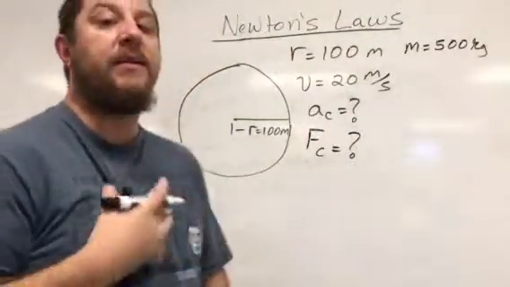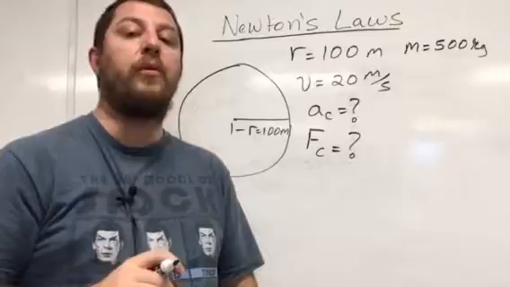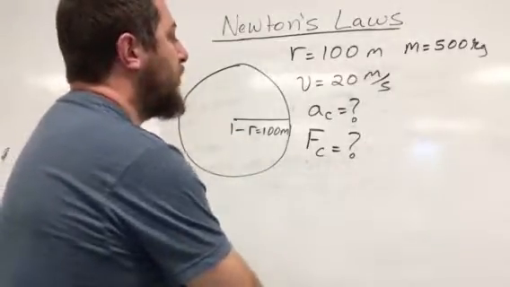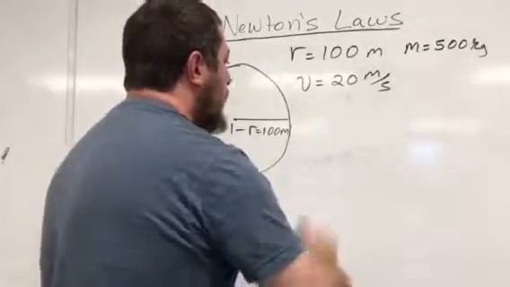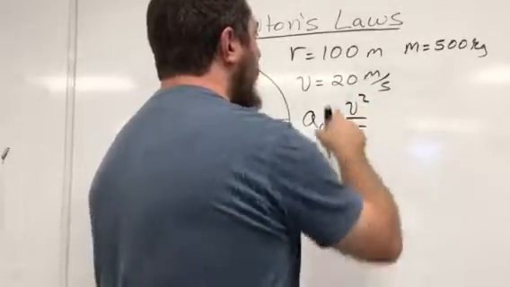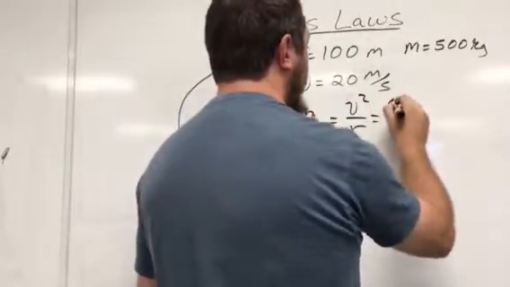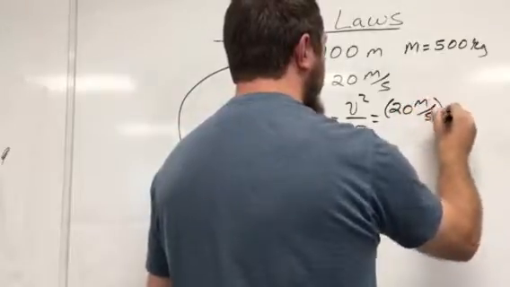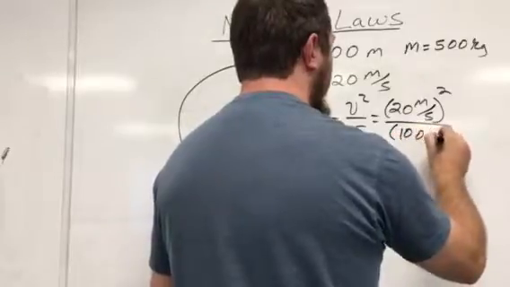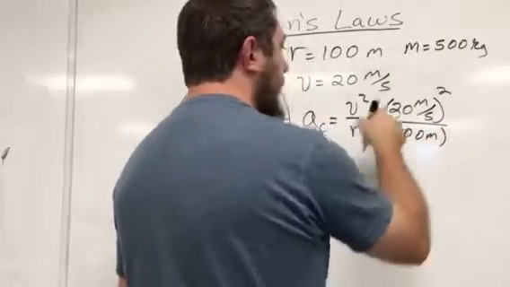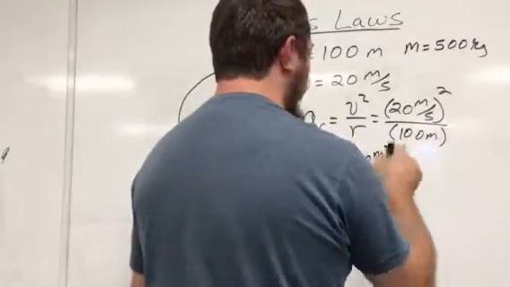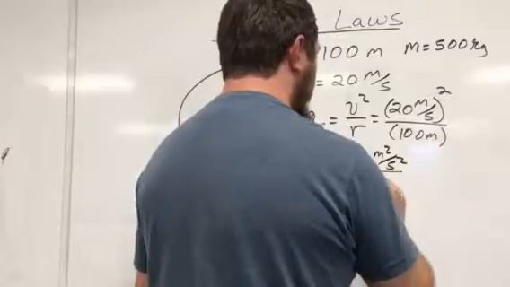All right, so I want to know what the centripetal acceleration and the centripetal force is as well under these conditions. All right, so let's start with the centripetal acceleration. So again, centripetal acceleration is equal to v squared over r, and v is 20 meters per second. And we square that, and we divide that by the 100 meters. And this is going to give us 400 meters squared over seconds squared divided by 100 meters.